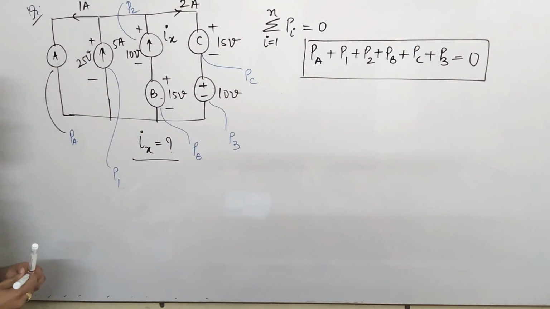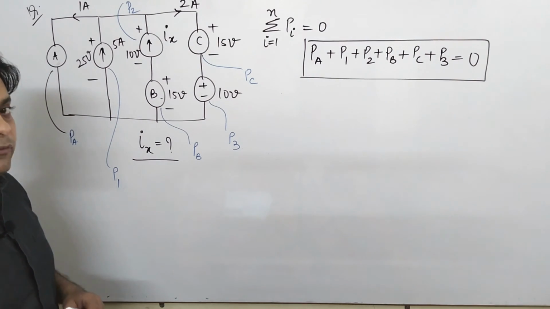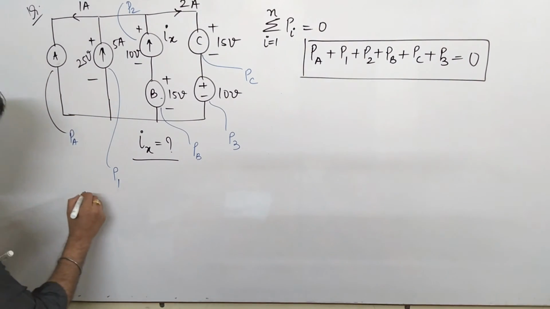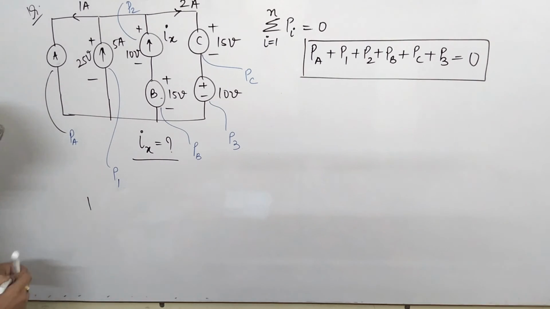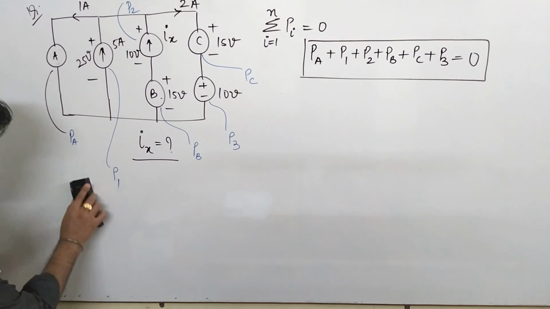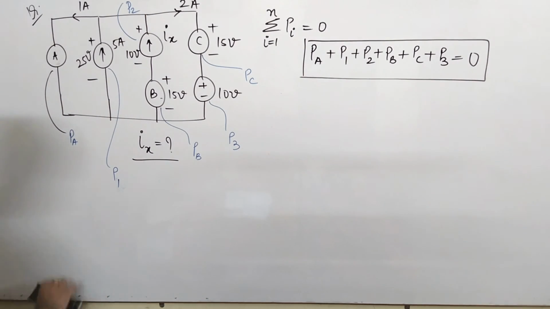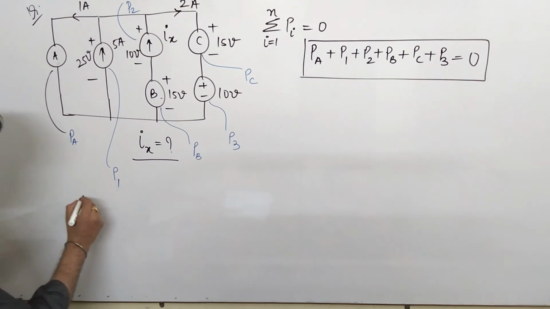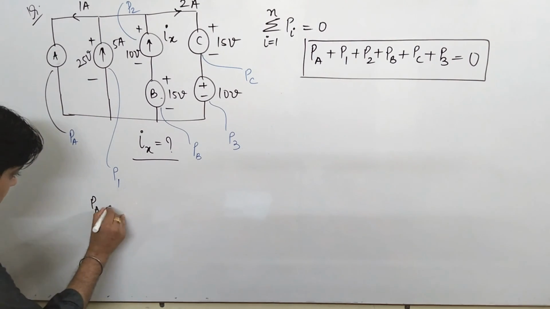So now applying this concept, you have to find the value of current Ix. So one by one we will see what is PA, P1, P2, PB, PC and P3, and based on this we will find the value of Ix. So first of all we will talk about PA. Now see, very important, we will see all the powers one by one. If you talk about PA, now see PA.